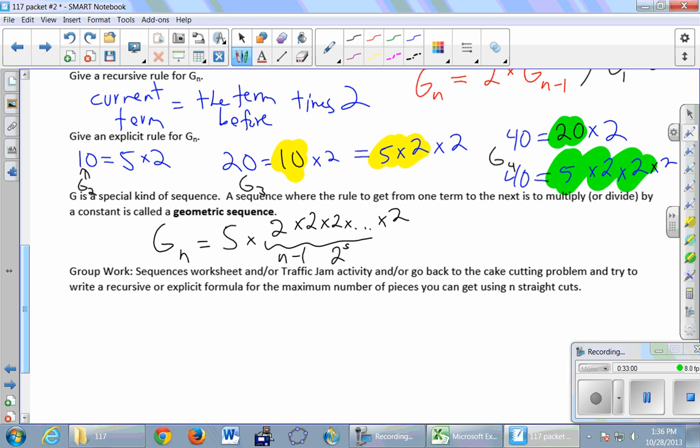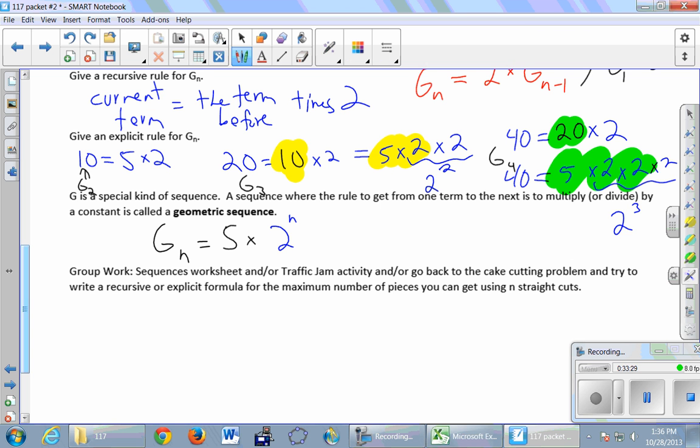Now, what's the fancy math way to say multiply by 2 times 2 times 2? This is really 2 to the third power, right? And this one was really 2 to the second power. So then right in here, 2 to the, is it n or is it n minus 1? N minus 1. For G4, you had 3 2's, and that 4 led me to a 2 to the third. So that n is going to lead me to n minus 1.